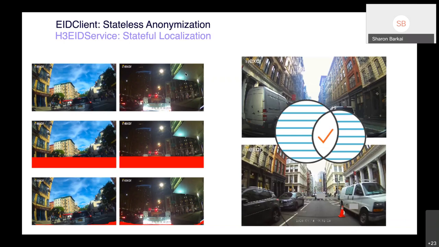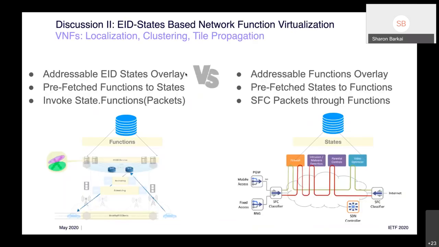The second point, which I'd love feedback on, is this whole methodology that they're using to do this cloudless processing. So we know network processing is not new. The classical model is SFC, and it's a bit different than what we do here. And it's interesting to look at the differences.